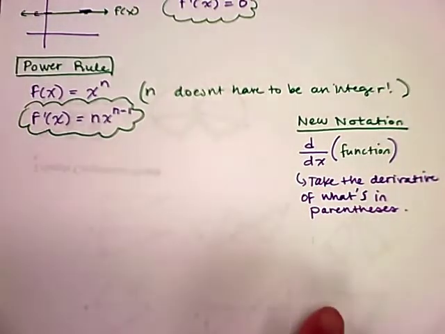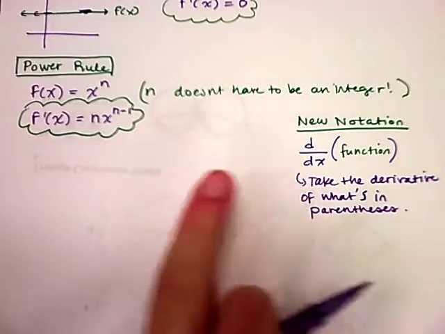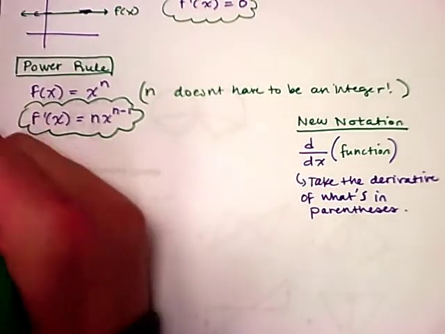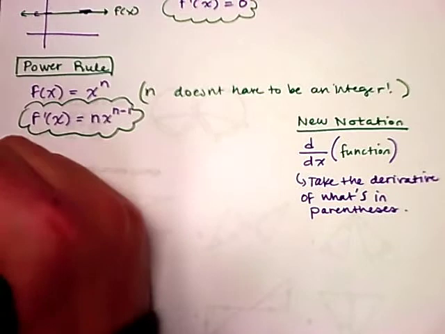Okay, so I'm going to show some examples, and I'm going to be using this new notation, but also still using the f prime notation. I'm going to switch back and forth, but know that they're the same notations. We're doing the same process, even if the notation is different.